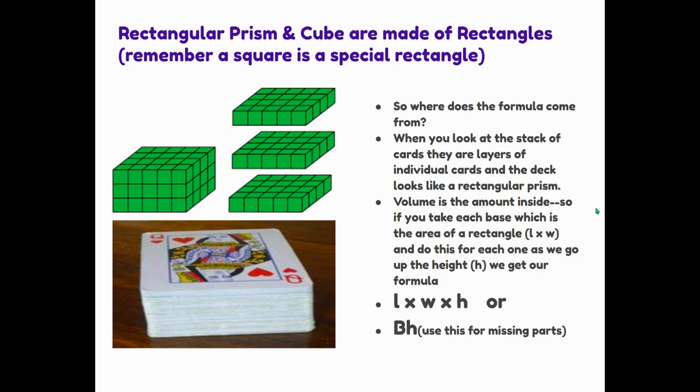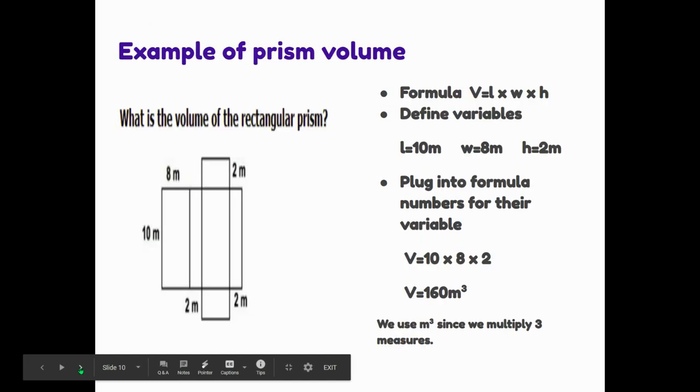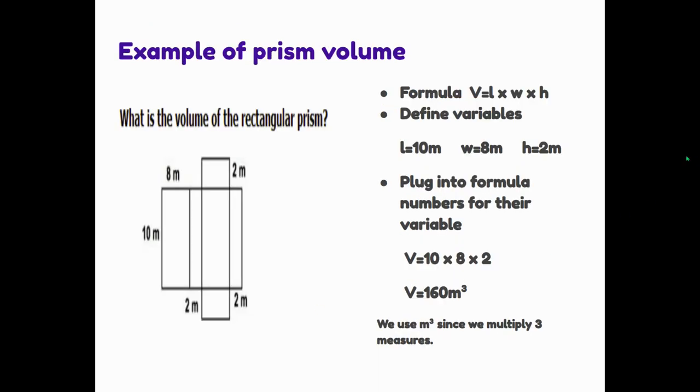Actually, I prefer the length times width times height, but some people will show you using a capital B. Now, the example of finding prism volume. They ask you what's the volume of the rectangular prism, and they give you measures of 10, 8, and 2. So the formula is length times width times height.